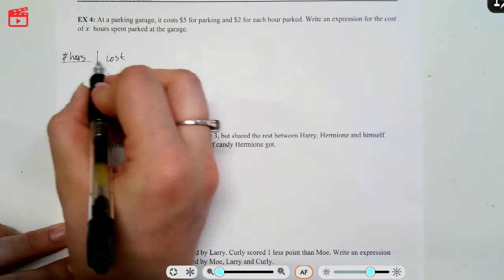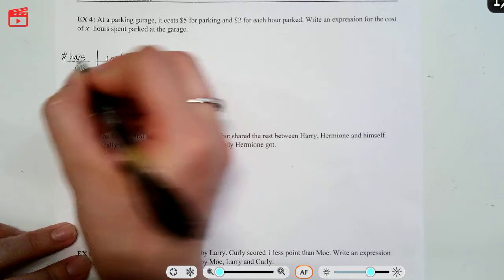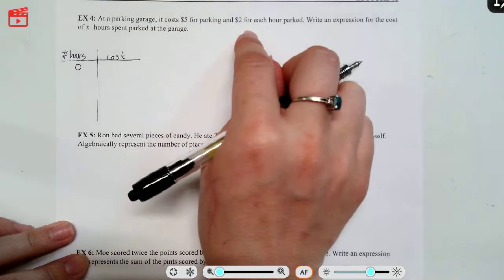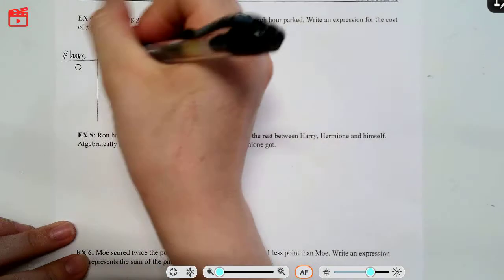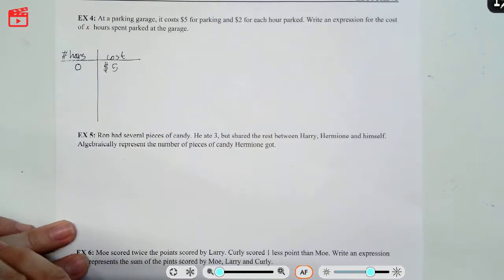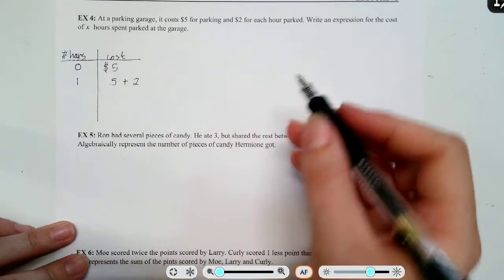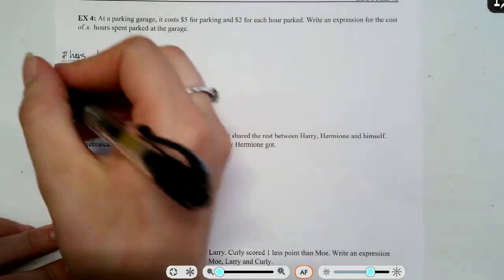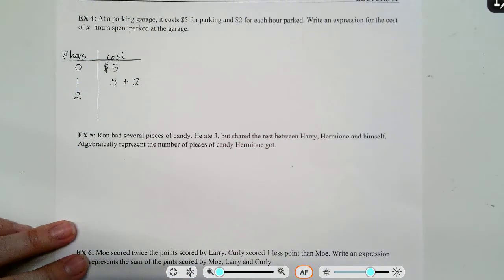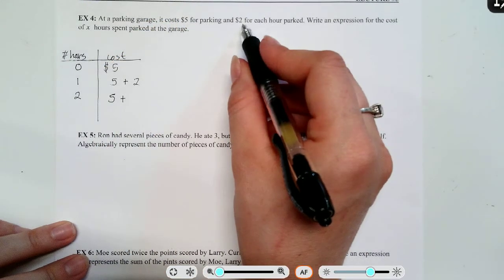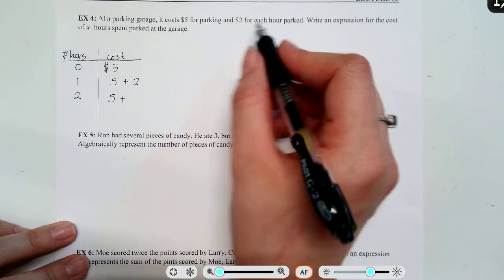So if you parked there for, well, you actually didn't park there a whole hour, how much would you spend? Well, it's just $5 for parking and $2 for each hour. So if you haven't spent an hour there, it's just going to be $5. What if you spent an hour at the garage? Well, that's going to be 1 hour, and your cost is going to be $5 plus 2, because you spent 1 hour there. How about if you spent 2 hours there? What would that look like? Well, that would be the flat rate of $5 plus your $2, but now you spent 2 hours there. So that's going to be 2 times 2.